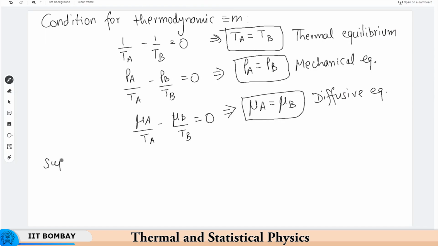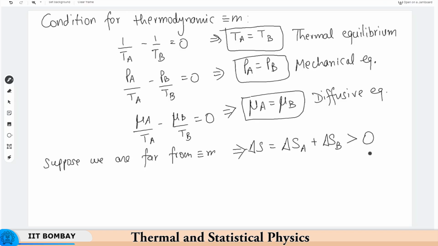So suppose we are far from equilibrium, right. If we are far from equilibrium, that will imply that the change in entropy, let me write it in deltas now, delta S, the change in entropy at that particular time, which is the change in entropy in phase A plus the change in entropy in phase B, has to be positive, right. So, if you are not in equilibrium, you must generate entropy until you attain a maximum entropy state, right.